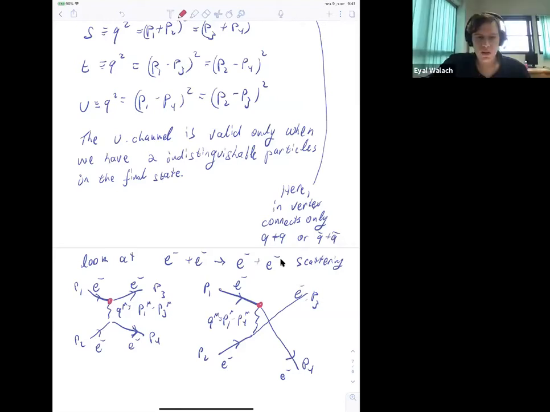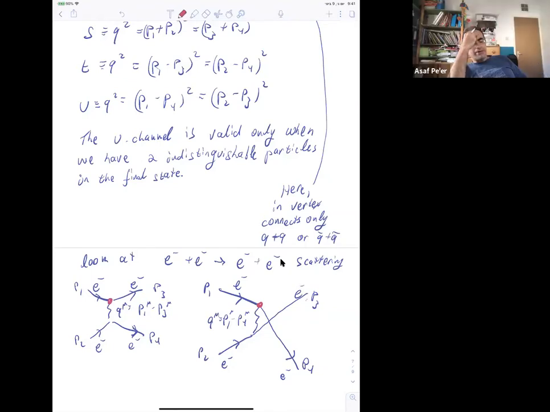It seems to me that U requires them to be the same particle and S requires them to be each other's antiparticle. So I think it seems you're right. Like, I haven't thought of this, so I need to think. On the face of it, it seems like you're right, but I need to think of it a little bit before I can give you a proper answer. Thanks.